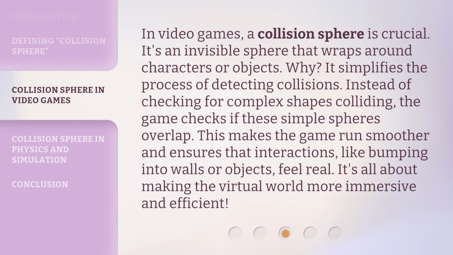In video games, a collision sphere is crucial. It's an invisible sphere that wraps around characters or objects. Why? It simplifies the process of detecting collisions. Instead of checking for complex shapes colliding, the game checks if these simple spheres overlap. This makes the game run smoother and ensures that interactions, like bumping into walls or objects, feel real. It's all about making the virtual world more immersive and efficient.